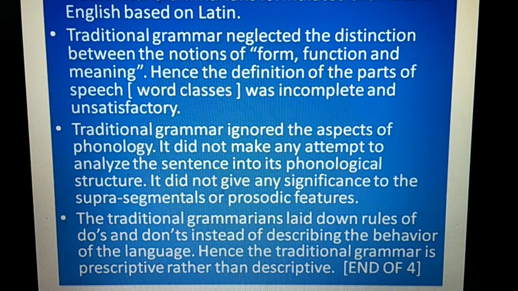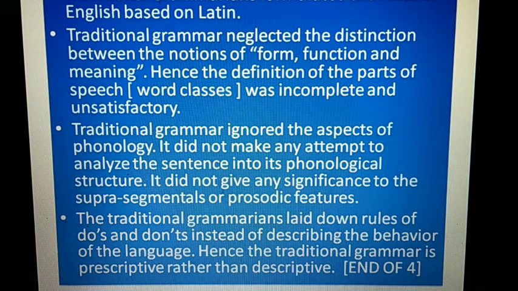Today, Wren and Martin is considered obsolete or stereotyped, and maybe you can say that Wren and Martin could be an example for traditional grammar, because some of the grammatical notions in Wren and Martin are an extension of traditional grammar, in which you hear about parts of speech, case grammar, conjugations, and all that.